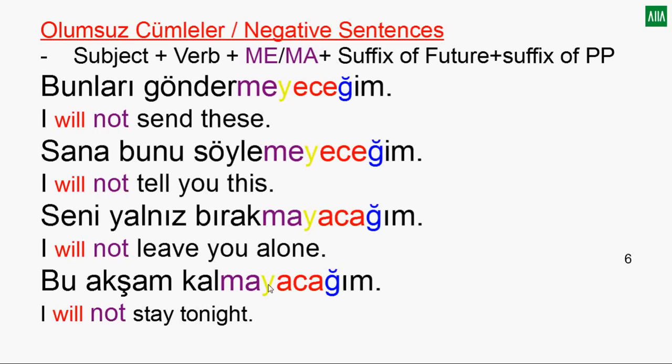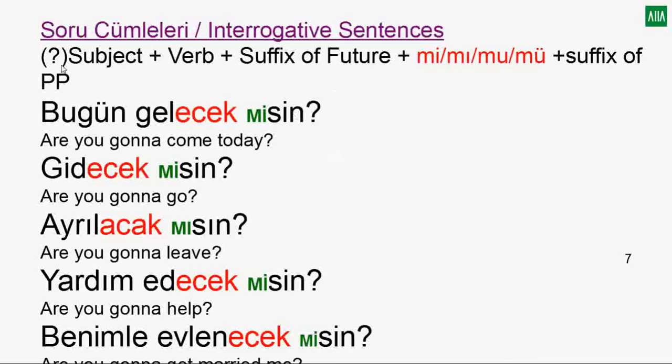Alright, so as you see here, there are the connecting letters y, y, y, y. And also the negative suffixes after verbs, look, me, ma. Alright? So as you see, everything works here according to the formula. If you know the formula well, you can make all sentences. So let's see here the question forms.